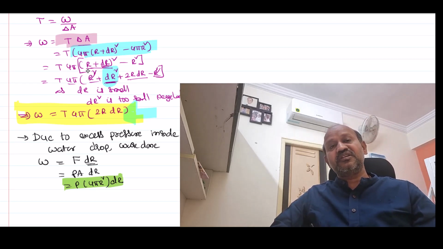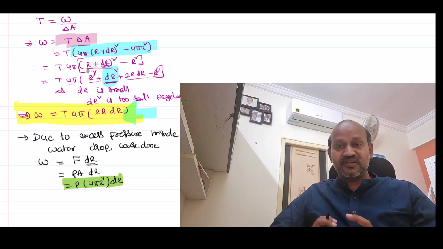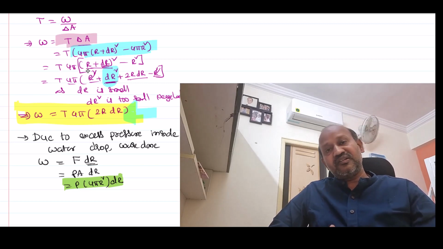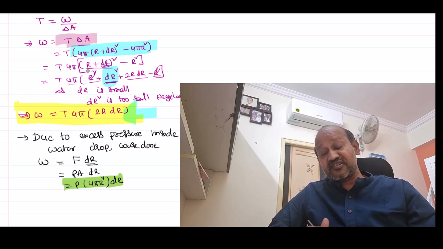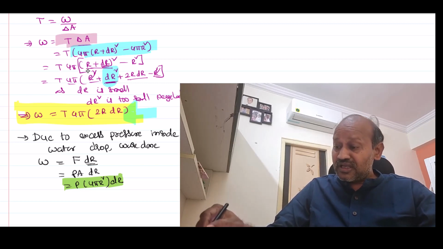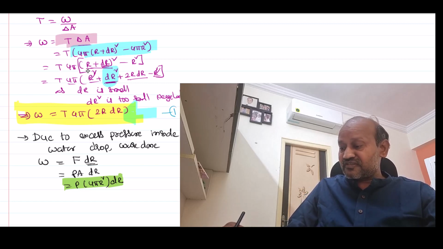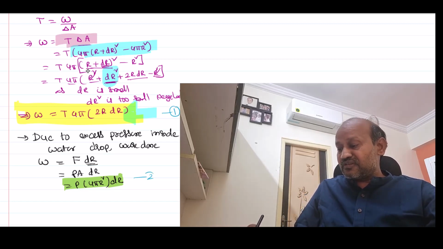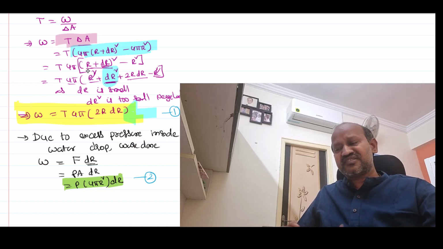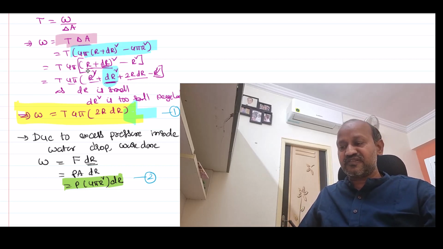This work done due to the excess pressure shall be compensated by the work done due to the surface tension. Then only the water drop is balanced, and finally it has the shape it is supposed to have. So I can equate the work done due to the surface tension to the work done due to the excess pressure. Then I will get an equation for excess pressure.